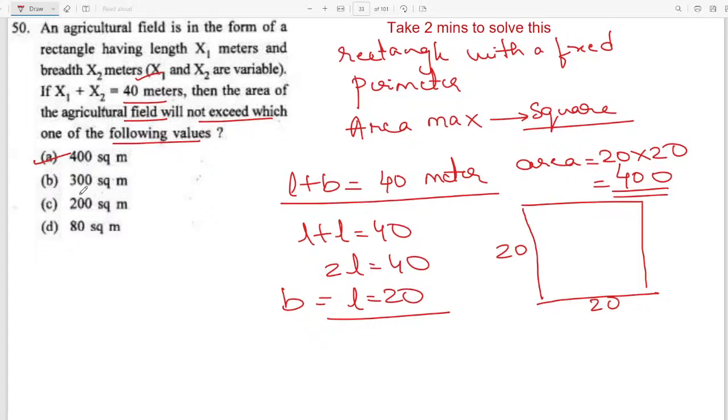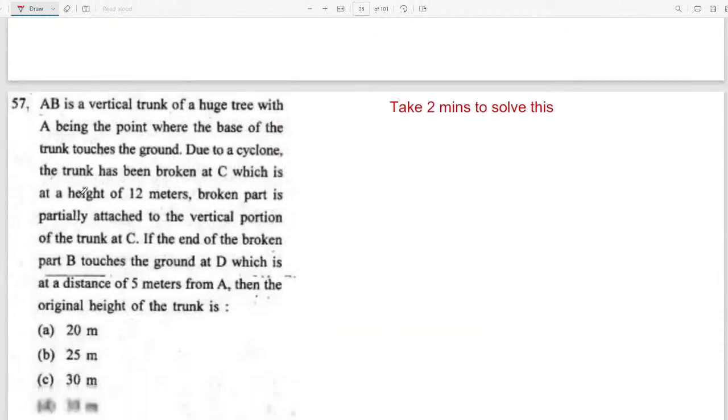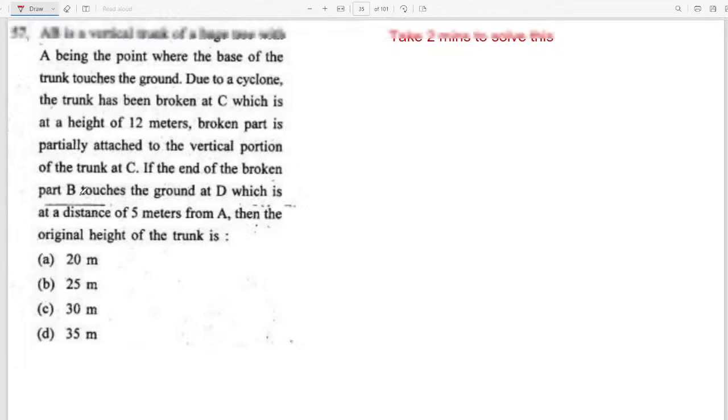Okay, we'll move to the next question. Take 2 minutes to solve this. Minimum area.